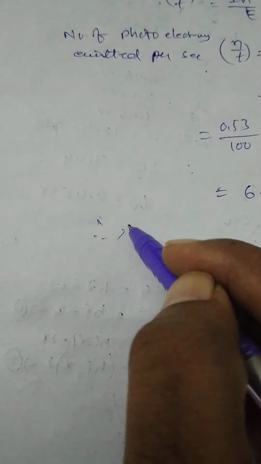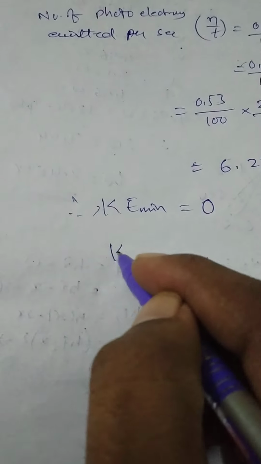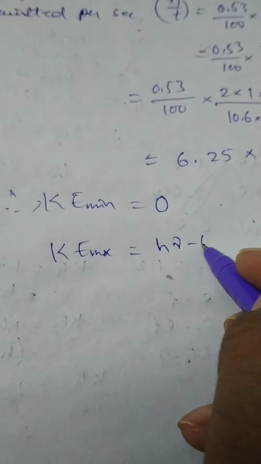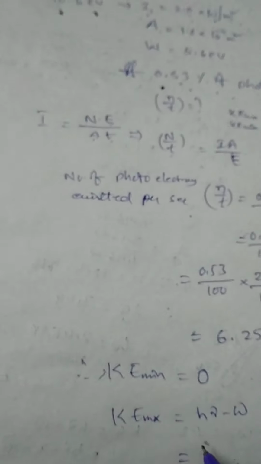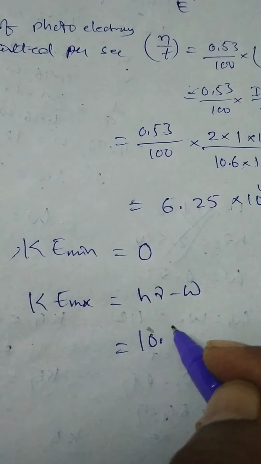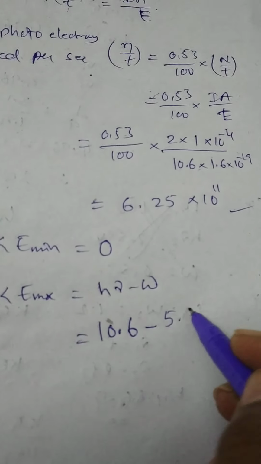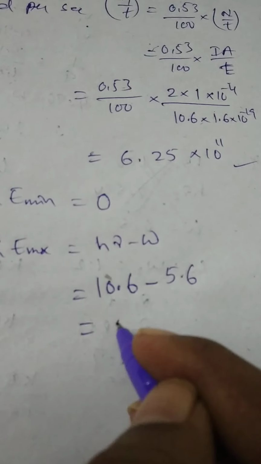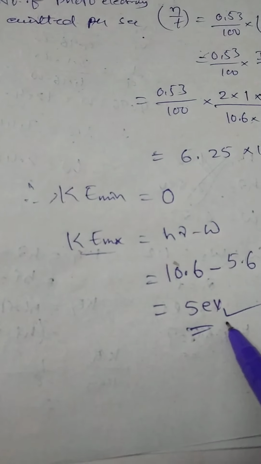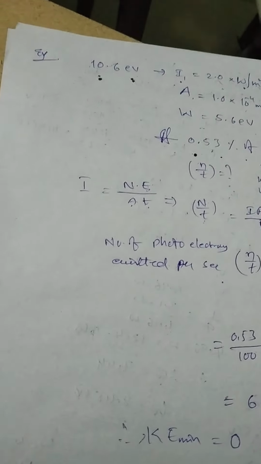Next one, what is the minimum kinetic energy? Minimum kinetic energy of the photoelectrons is equal to 0, and according to the photoelectric equation, maximum kinetic energy is equal to h nu minus W. But h nu is the energy of the incident photon, 10.6 electron volts, minus the work function of the metal, 5.6 electron volts. 10.6 minus 5.6 is 5 electron volts. So the maximum kinetic energy of photoelectrons is 5 electron volts and the minimum kinetic energy is equal to 0. This is the given problem, right? It's one very important concept.